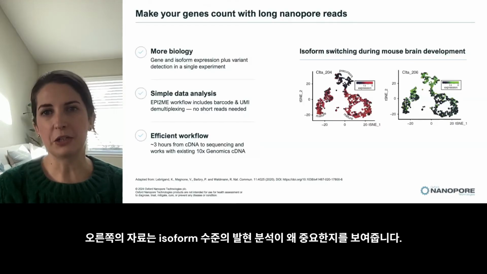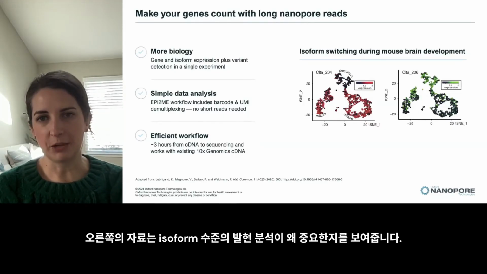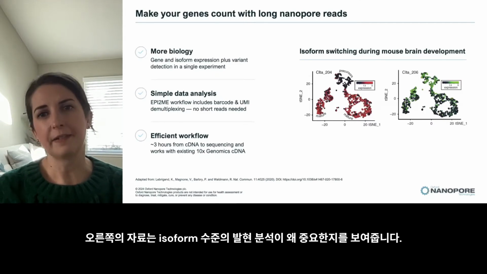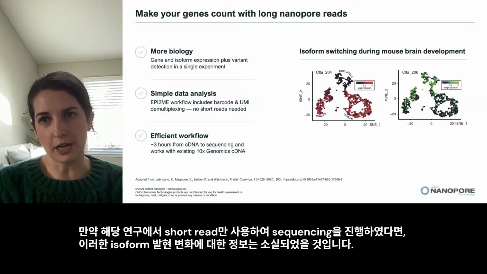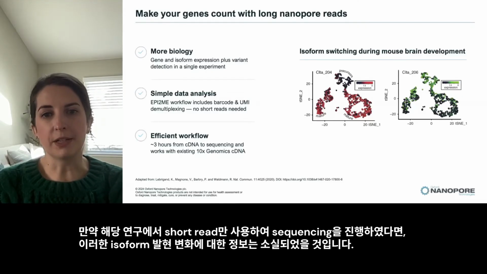The data on the right is showing an example of how isoform-level gene expression is important. You can see that the isoform expressed during neuronal development changes: the 204 isoform is highly expressed in mature cells, while the 206 isoform is highly expressed in precursor cells. This change in isoform-level expression would be missed by using a short-read-only technology.